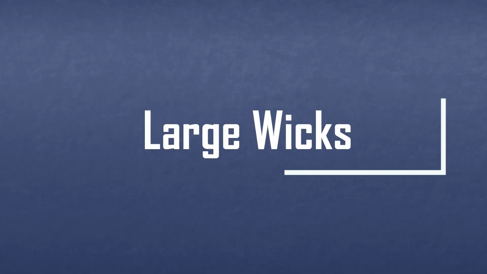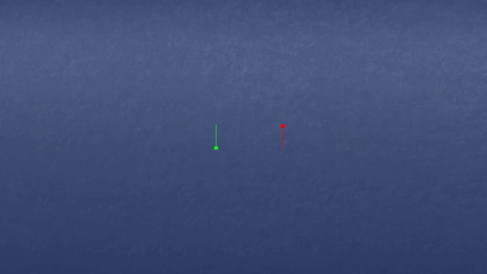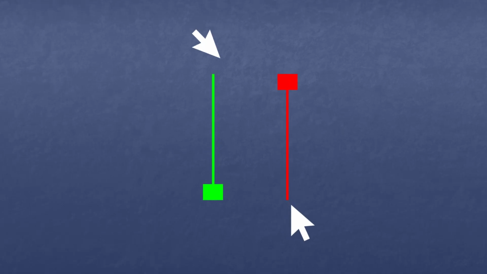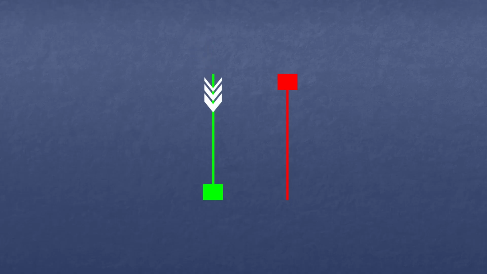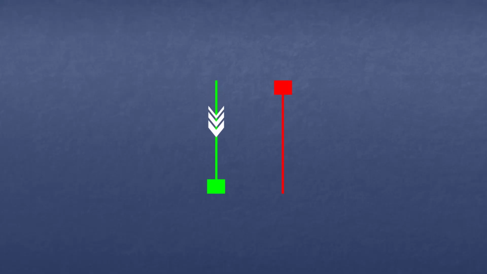Large wicks. Whenever we spot a large wick above or below the candlestick body, it provides a clear clue about price action. If there is a large upper wick, it indicates that sellers are aggressively selling at those levels. For the price to push higher, buyers will need significant effort. Conversely, if there is a large lower wick, it signals strong buying interest at lower price levels. If sellers want to push prices lower, they must overcome these buyers.